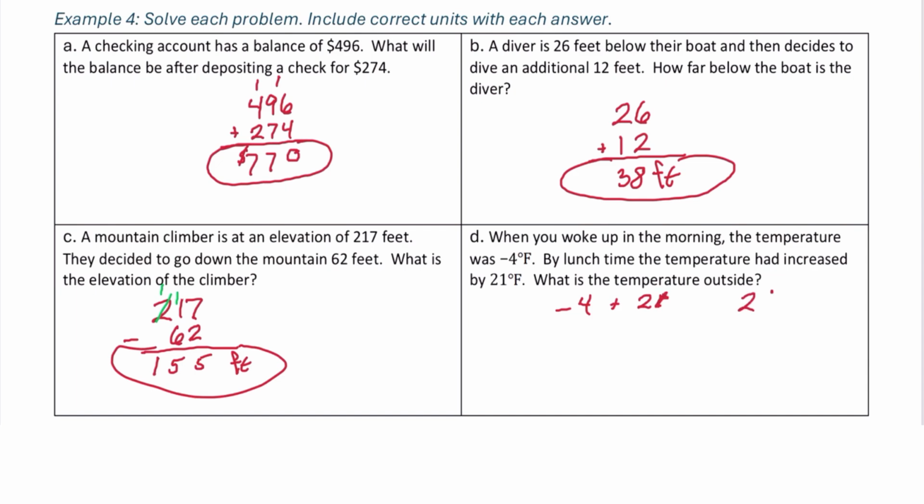Here we're going to use subtraction. 21 minus 4. We need to borrow from the 2. 11 minus 4 is 7. Then we bring down the 1. It started out at negative 4, but then increased by 21 degrees. So the temperature outside now is 17 degrees Fahrenheit.